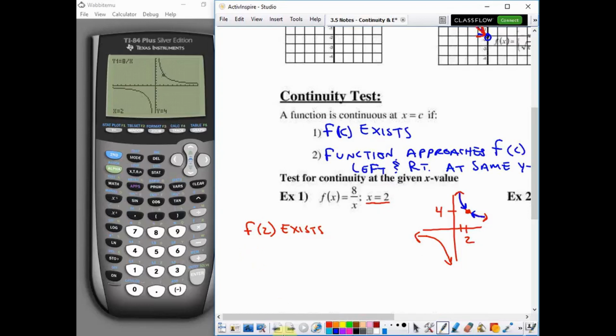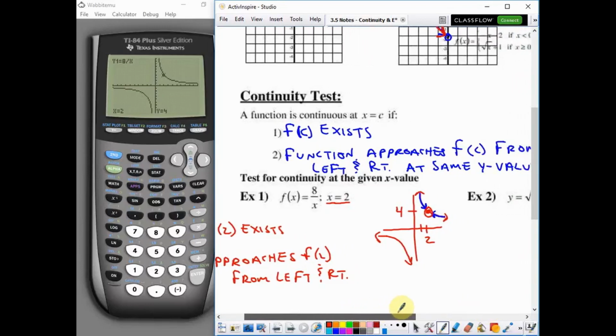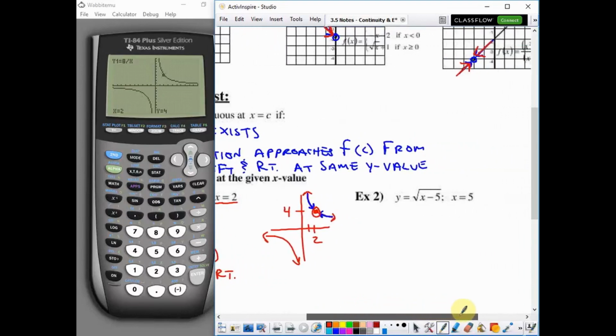So I would say this function approaches f of 2 from the left and the right. And it does so at the same y value, so this is continuous at x equals 2. Clearly, you're going to have to lift your pencil as you trace this function. So as a whole, this is not a continuous function. But at this particular point, it is a continuous function. So it's not a continuous function, but at x equals 2, it is continuous there.